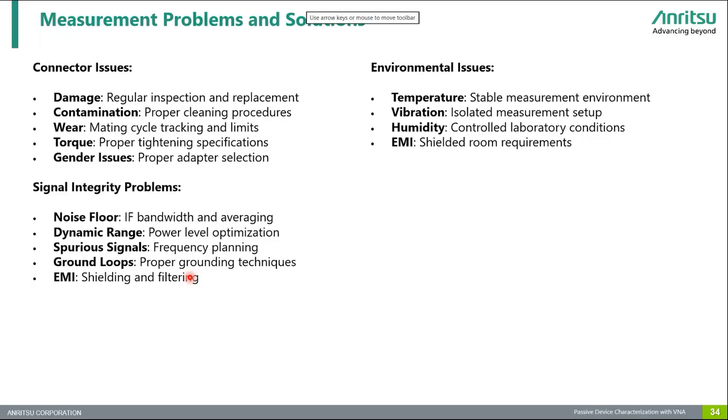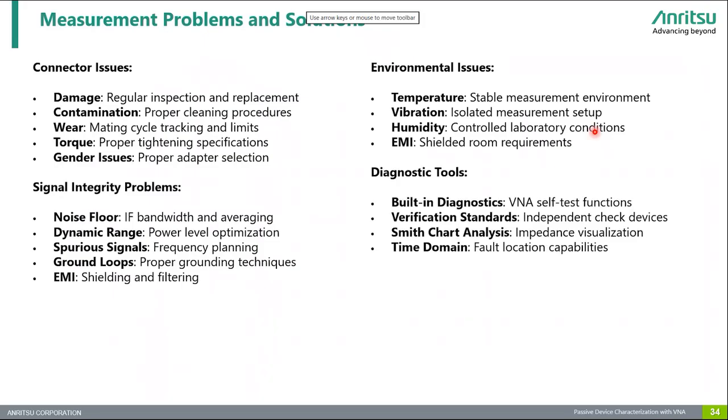Environmental issues also play a significant role. Temperature fluctuations, vibration, and humidity can all affect measurement stability. A controlled lab environment with isolation and shielding is key to maintaining repeatability and accuracy.